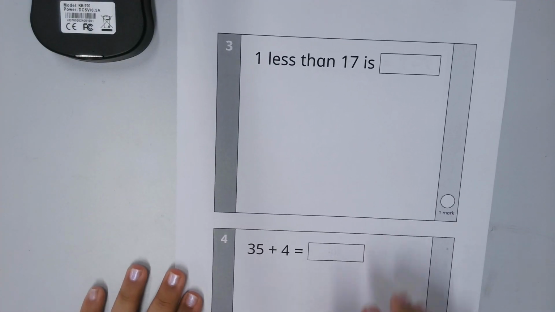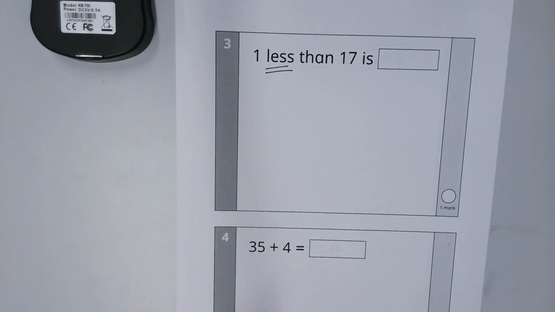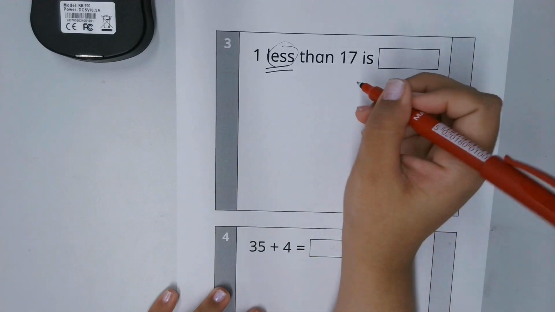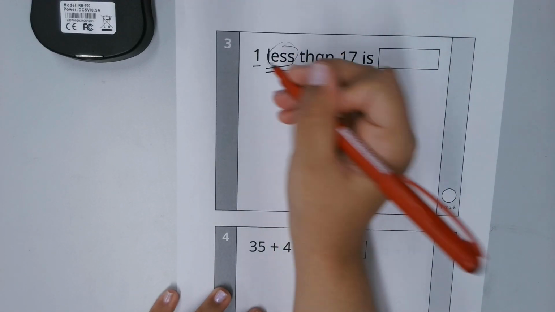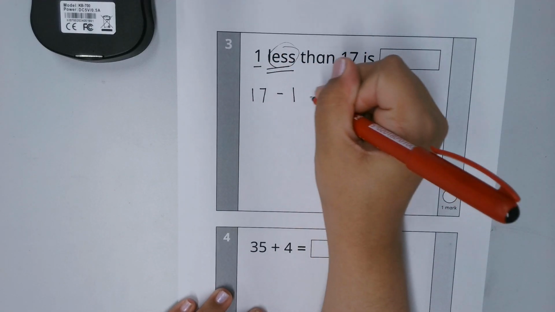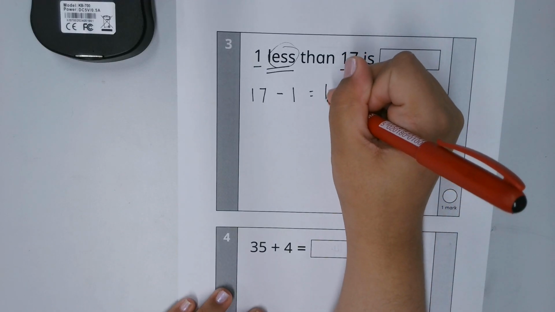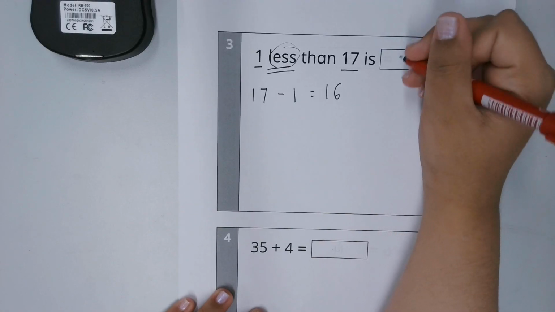Question 3. 1 less than 17 is something. This question, the word less, tells me I am looking for a number that is smaller than 17 by 1. I'm doing 17 take away 1. 17 take away 1 equals 16. 1 less than 17 is 16.